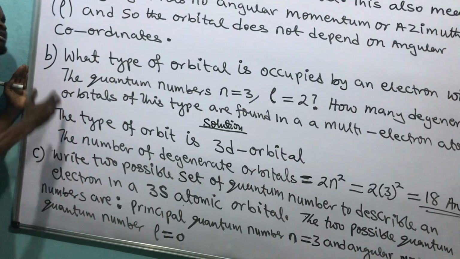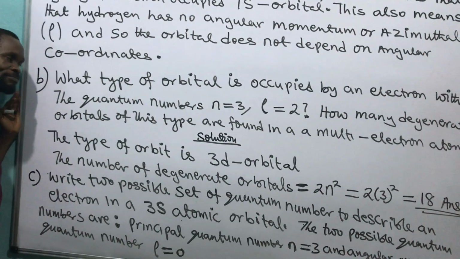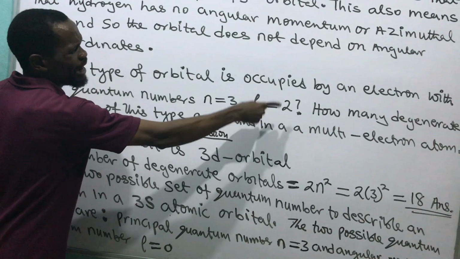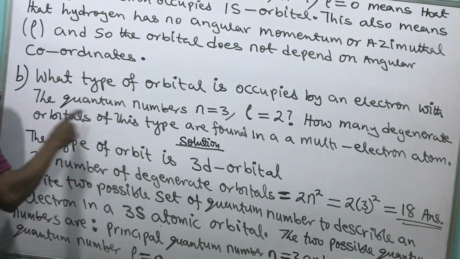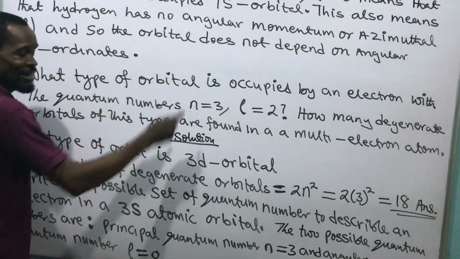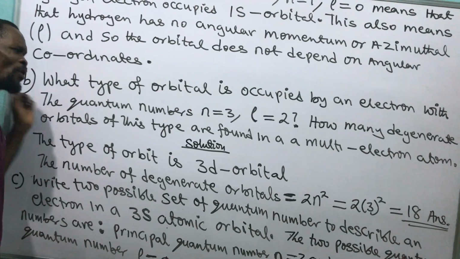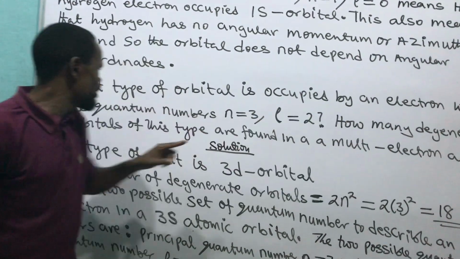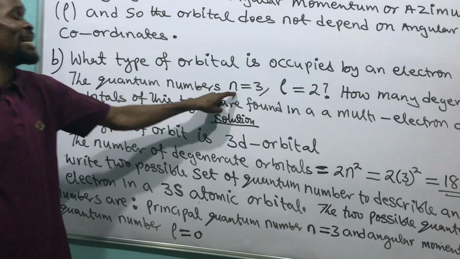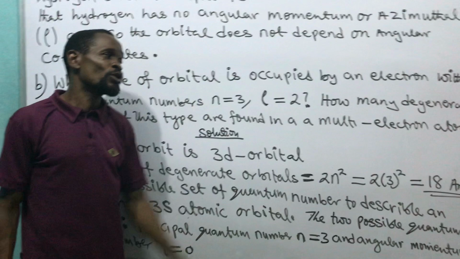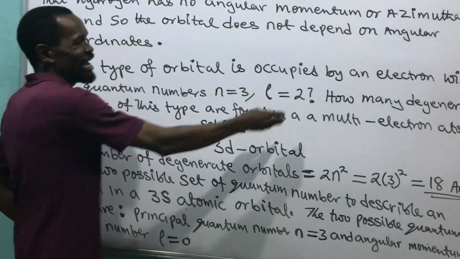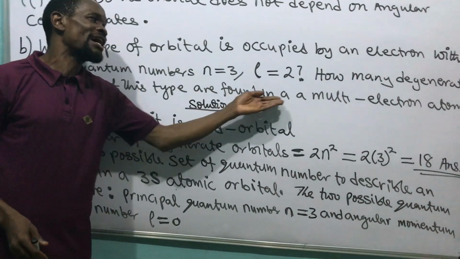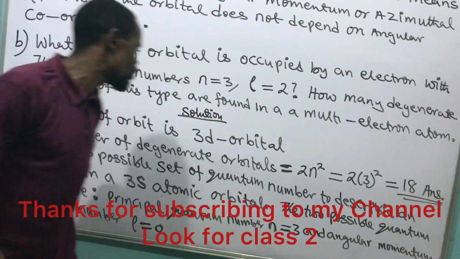Let's go to question B, the main thing we are after. They asked: what type of orbital is occupied by an electron with the quantum number n equals 3 and l equals 2? And they asked again: how many degenerate orbitals of this type are found in a multi-electron atom?